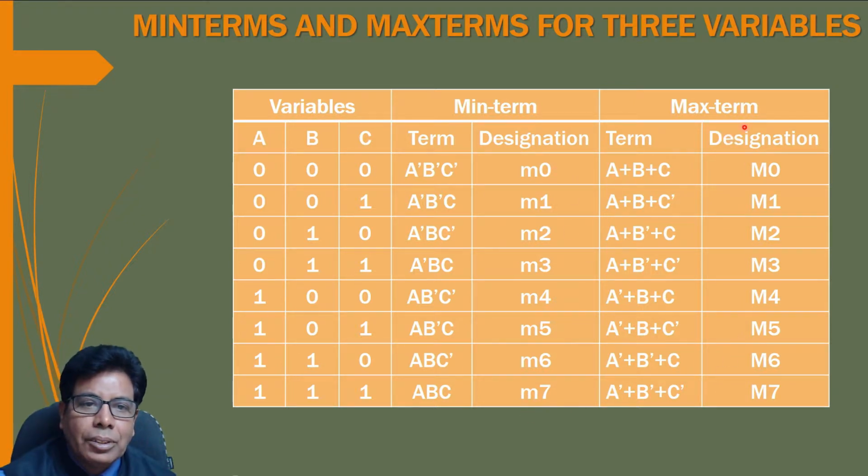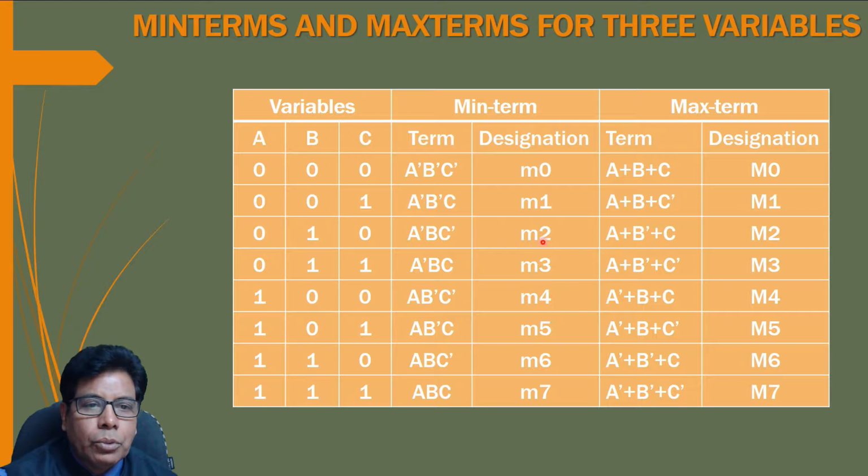Similarly, Maxterms. Here we have taken these as the AND terms, so they are in the product form, whereas the Maxterms will be in the form of the sum or OR operation. In this case, we take 0, 0, 0, so for this we take the opposite. So A plus B plus C, because all the terms are 0, and that will be designated as M0. Then here this is 1, so we will take it as C dash.